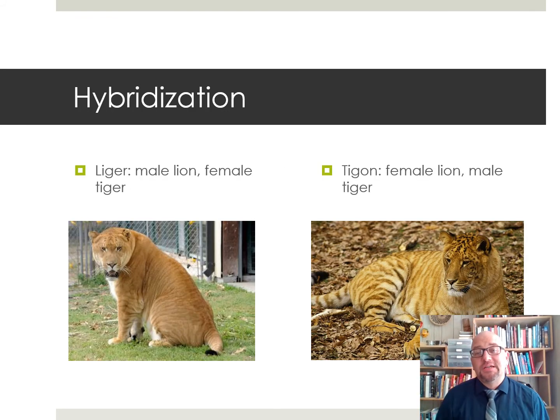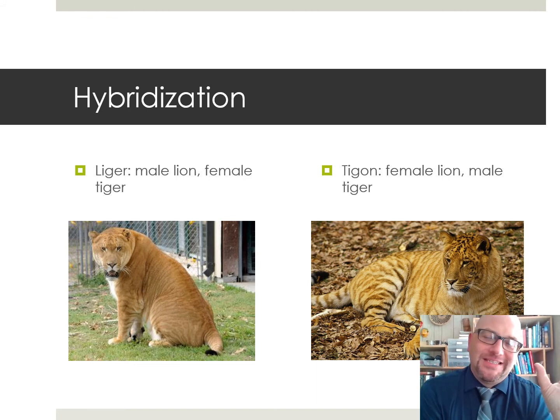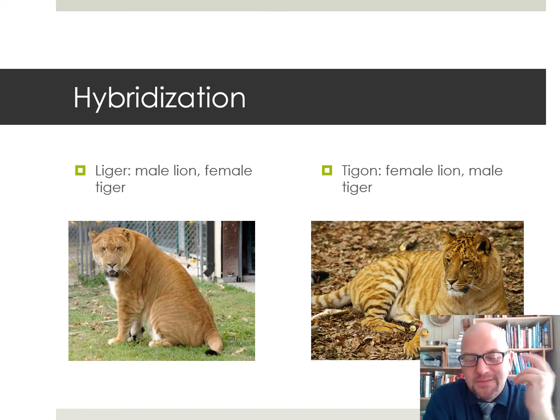And so hybridization includes things like ligers, right, which is the offspring of a male lion and a female tiger, or tigons, which is a female lion and a male tiger, right? And also it demonstrates that idea of hybridization that I talked about with hybrid vigor. If you remember, that's sort of the opposite of inbreeding, to put it in really simplistic terms. And this is a good example of this.